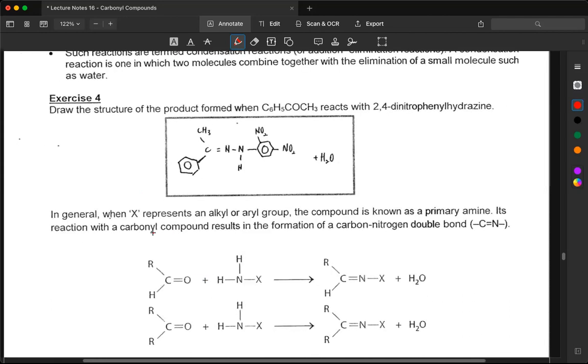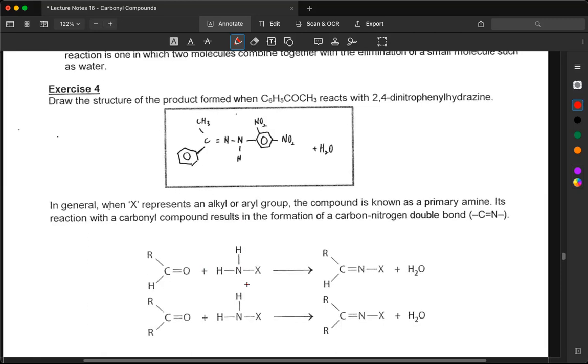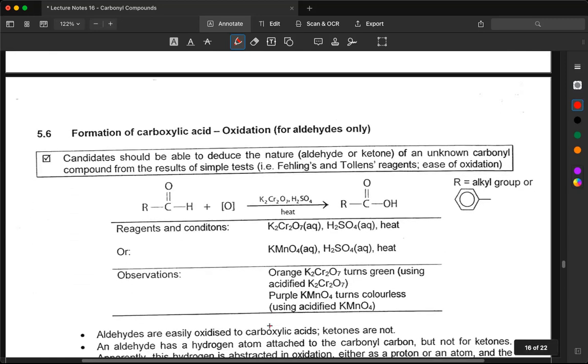Okay. In general, where X represents an alkyl or aryl group, the compound is known as a primary amine. Its reaction with a carbonyl compound results in the formation of a carbon-nitrogen double bond, like what you saw just now. All right. So this is called amine. And because you have two hydrogens, you call it primary amine. Same for the one below as well. So these two come out.